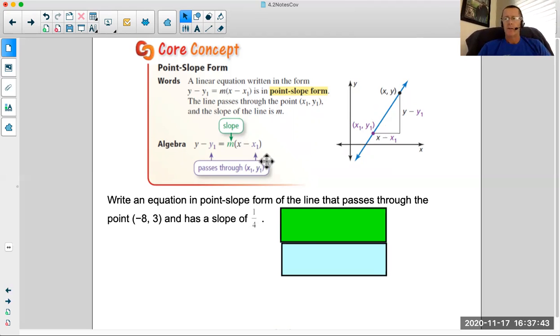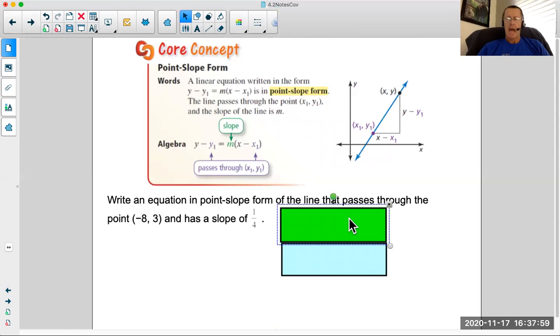Could you plug in the y-intercept to that? You certainly could. Could you plug in the x-intercept? Yeah. Can you plug in any point that's on the line? Yes. Okay. So write an equation in point slope form of the line that passes through the point -8, 3 and has a slope of 1/4.